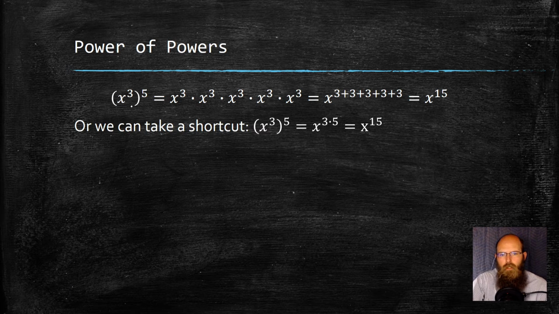So let's say I started off with this part here, x cubed all raised to the fifth. Well, that's x cubed 5 times. So I'd have one of them here, 2, there's 3, there's 4, and there's my fifth one. So I'd have all of those things written out.